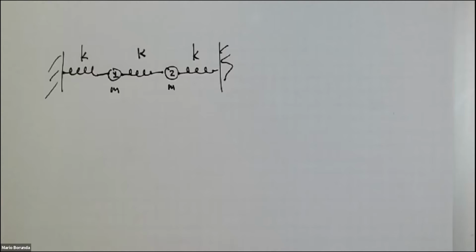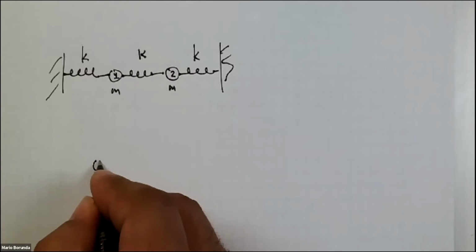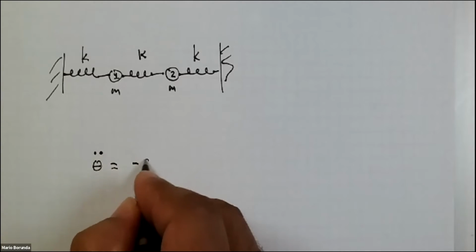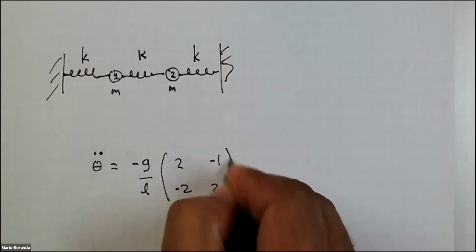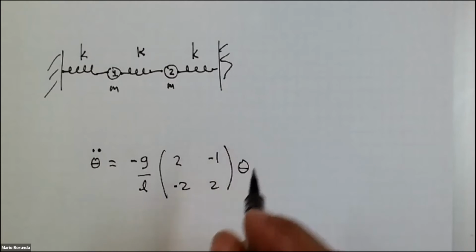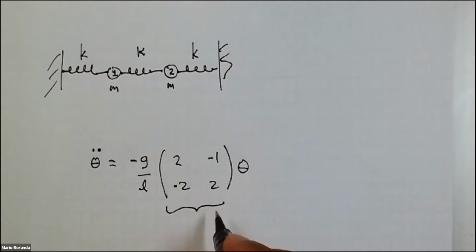Pendulum, double pendulum. Oh, here we go. So I gave you the linear triatomic molecule, right? And I also gave you the double pendulum. And then in the pendulum case, you have to solve for this, and you get this matrix right here equal to this matrix.